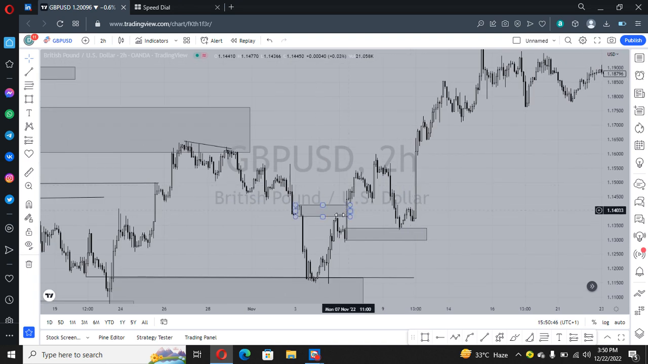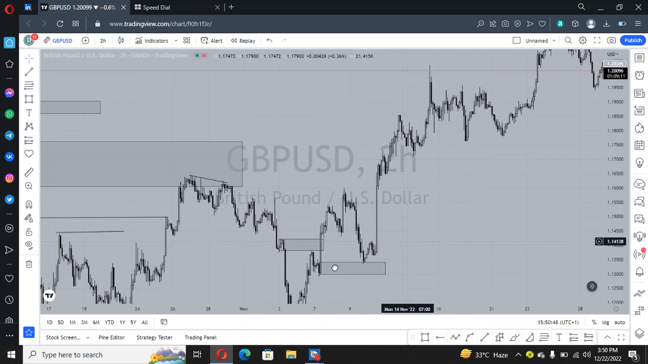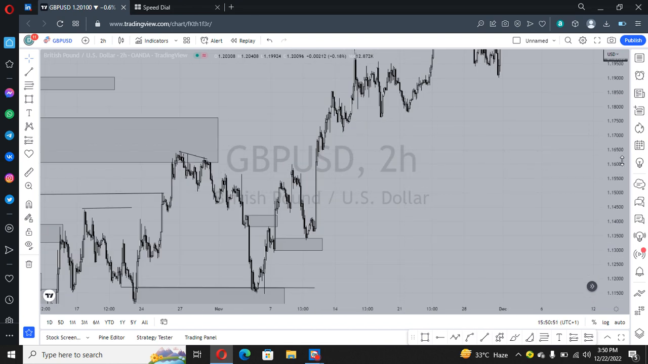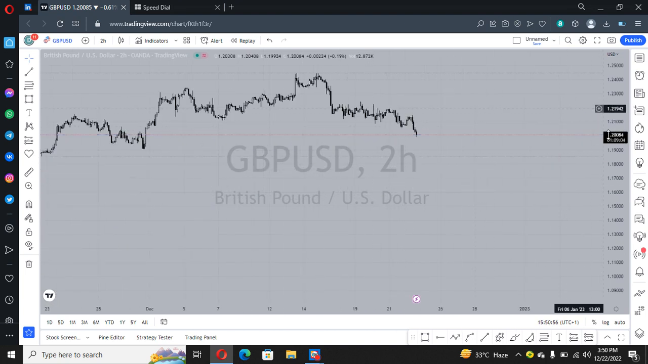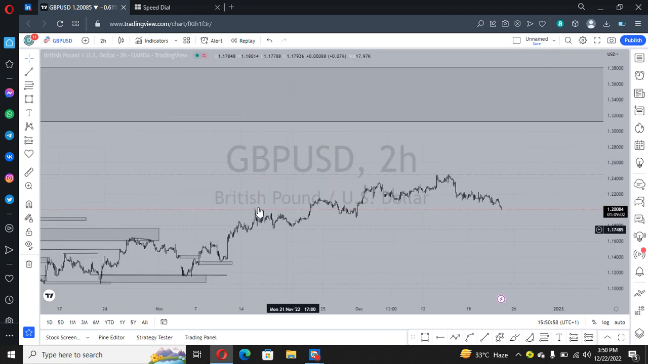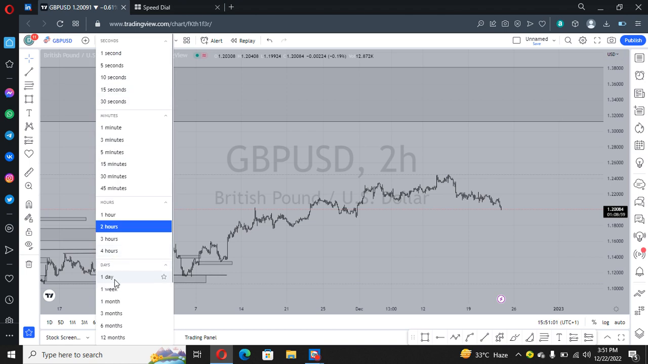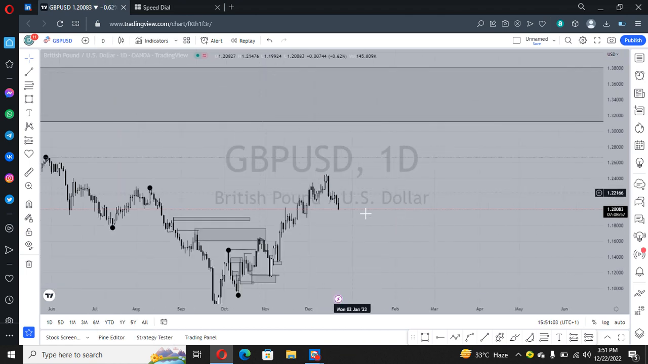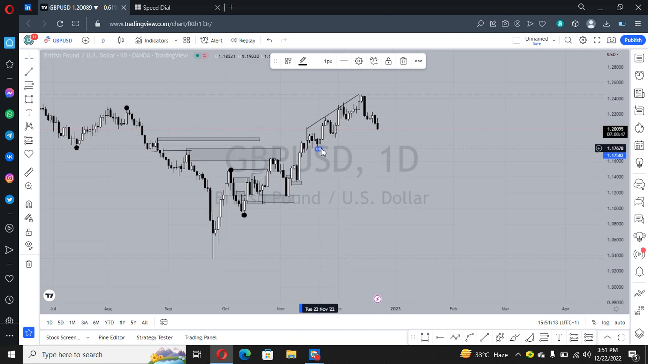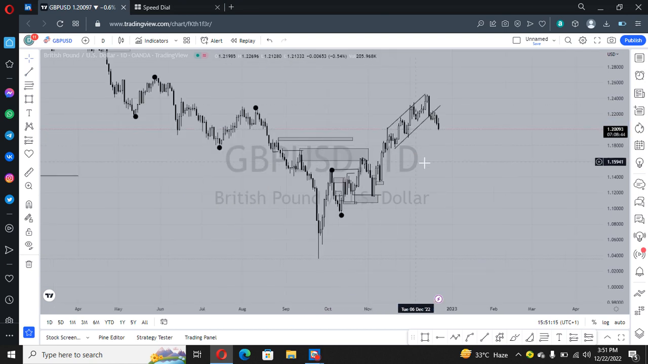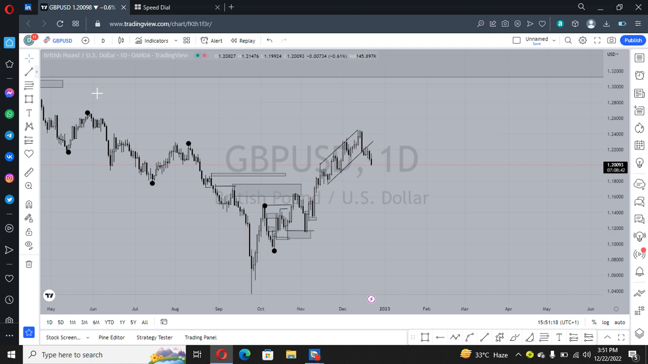Okay, so we have a supply demand flip right here. Price tapped into the area of demand and rallied higher again, and we can see how GBPUSD has been trading. Right here the market has been ranging. If you go back to the daily chart, you know it is trading lower, but we are having some sort of liquidity assessment right here. It could be that the market wants to reverse for a while to grab liquidity.